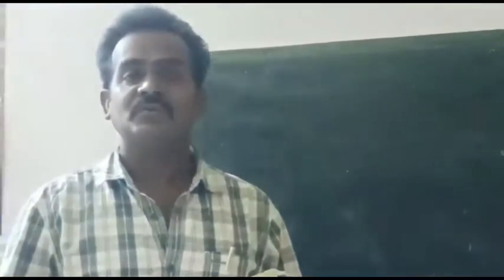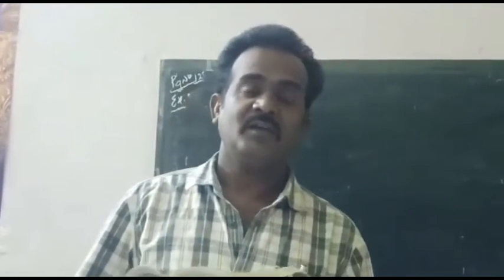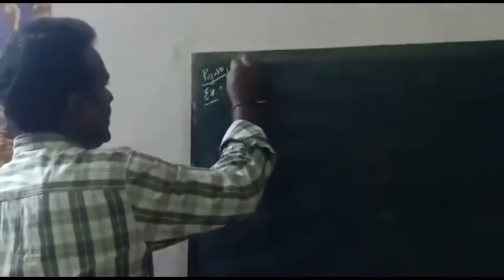Okay, next example. Hema's age is 4 times the age of Mary. Write a linear equation in two variables to represent this information. That is the question. Page number 126, Example number 2.